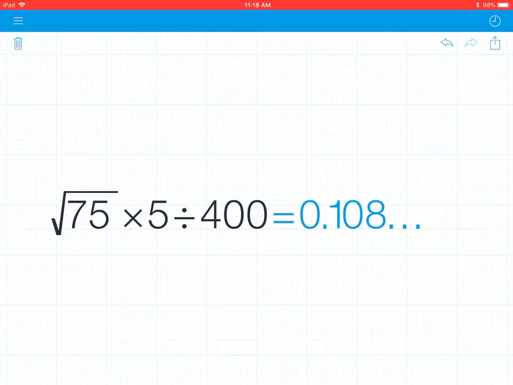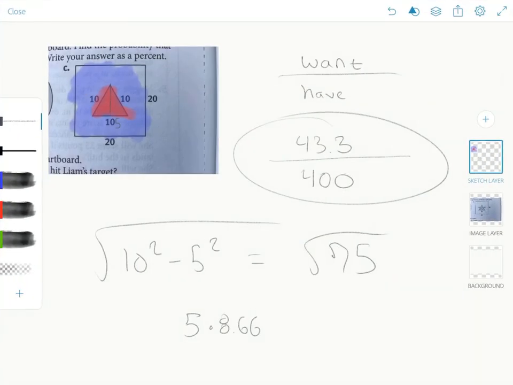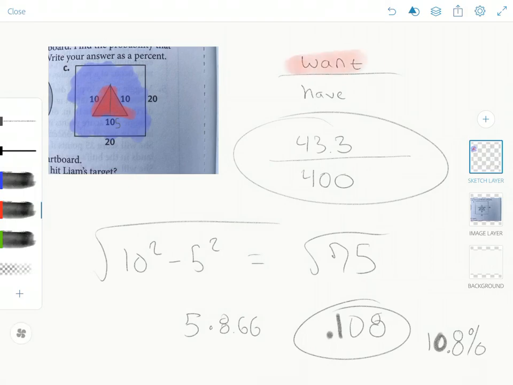And our probability is about 10% or 11%, 0.108, which would be 10.8%. So remember, all we're doing is we're finding what we want and dividing it by what we have.